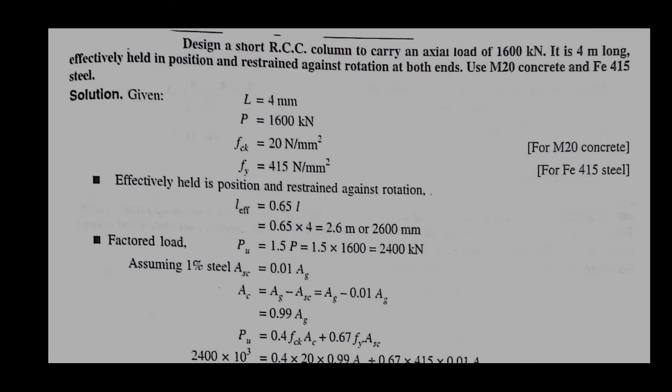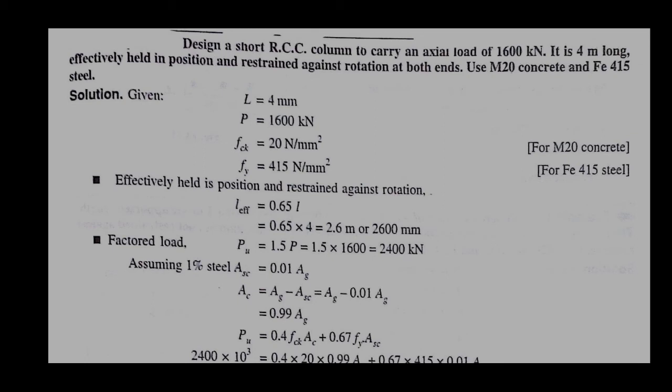So, for effectively held in position and restrained against rotation, L effective is equals to 0.65 L, that is equals to 0.65 into 4, that is equals to 2.6 meter or 2600 mm. Factored load Pu is equals to 1.5 P, that is equals to 1.5 into 1600 is equals to 2400 kilonewton. Now, assuming 1% steel ASC, so our limit is 0.428%, so we can assume 1%, right, as I told earlier.